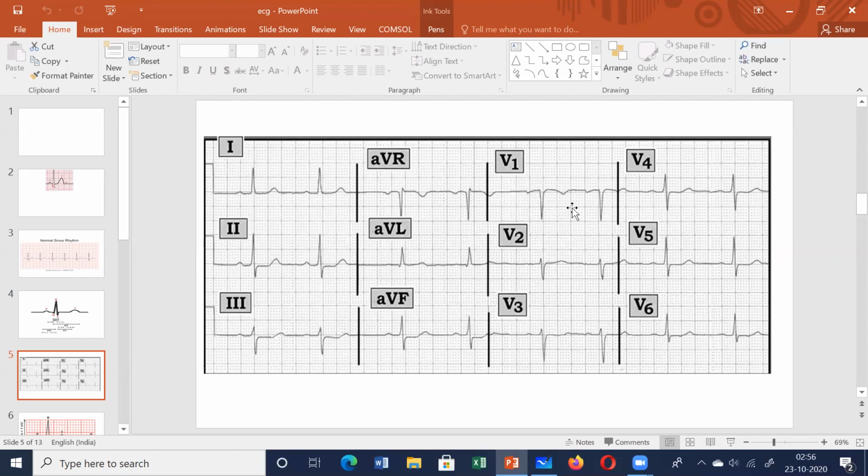So I'll complete this and we'll talk about the axis deviation. I'll take a separate class for the axis deviation. I'll just tell you about it in short. So remember this V1, this wave.